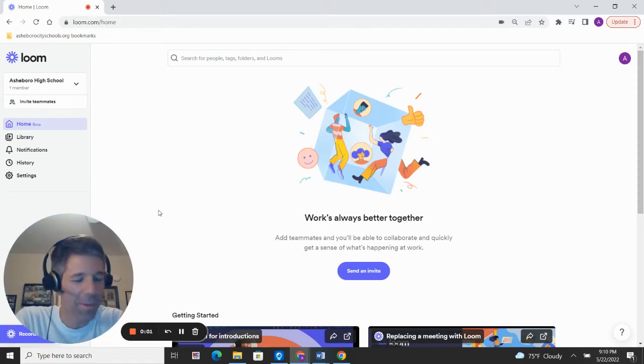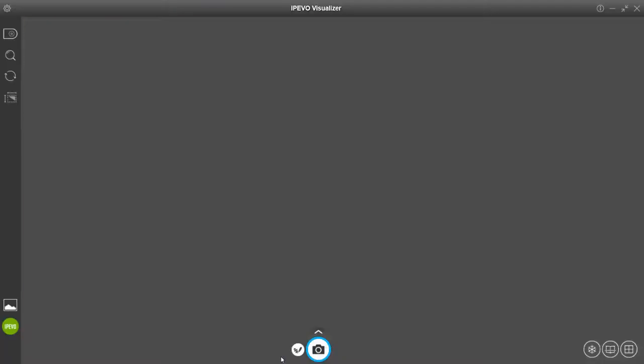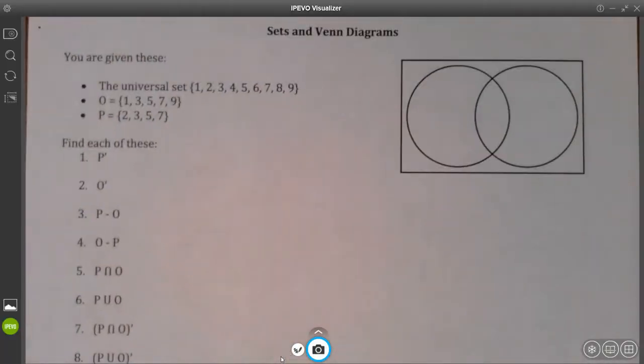Hey, let's talk about sets and Venn diagrams. So let's get right to it. This one is very involved. There's a lot on this one, and we're going to jump right in.